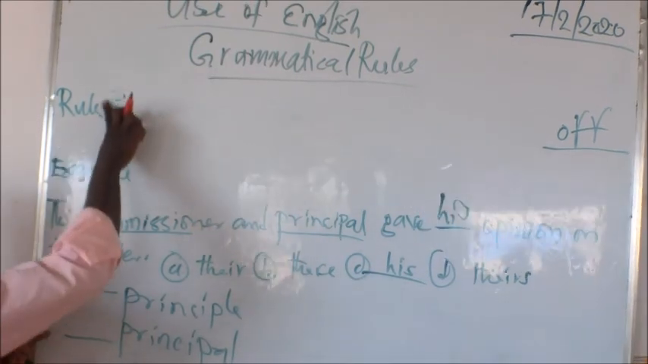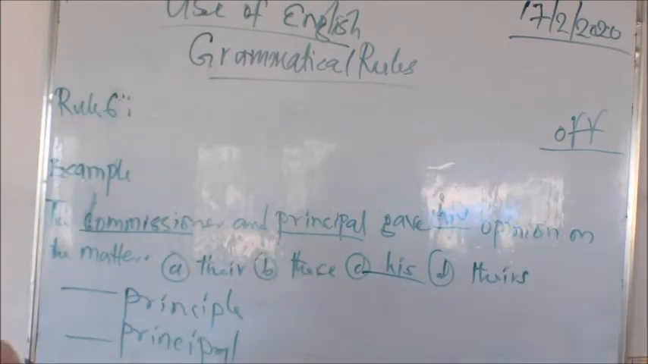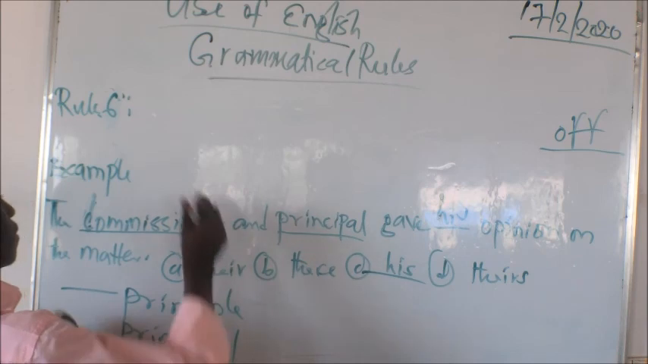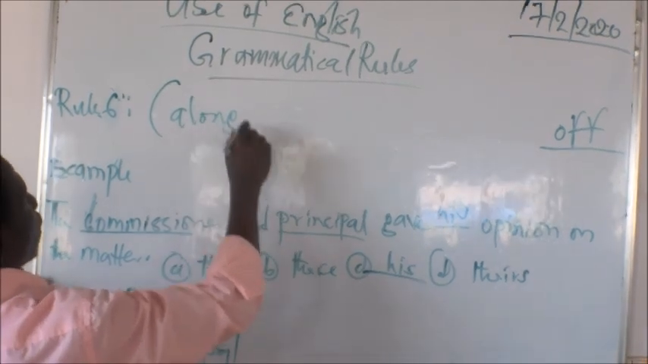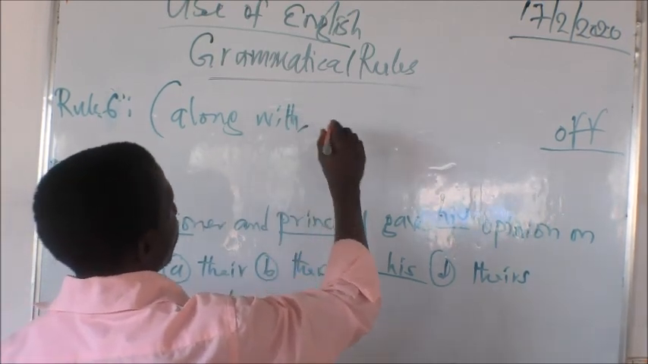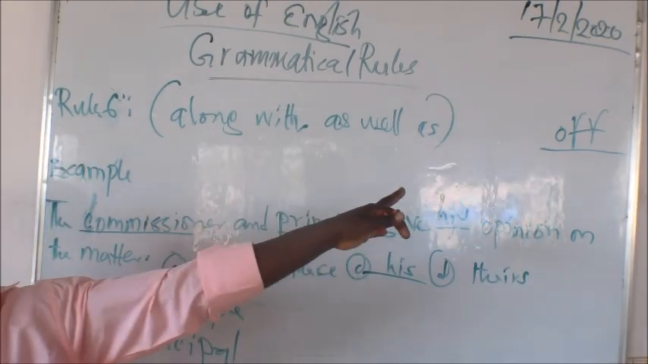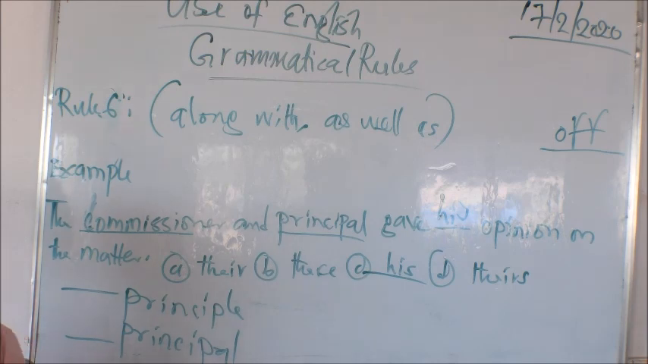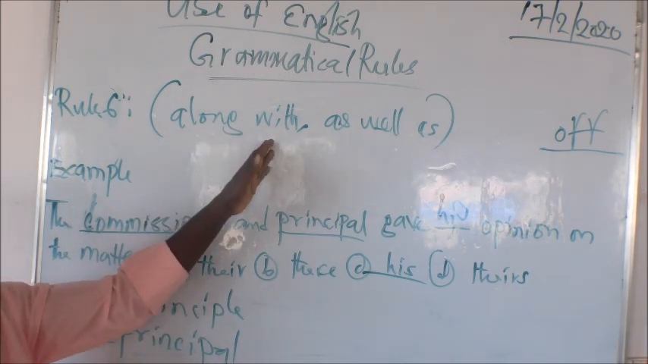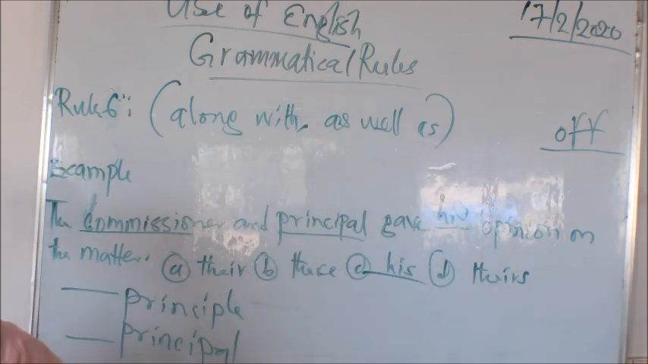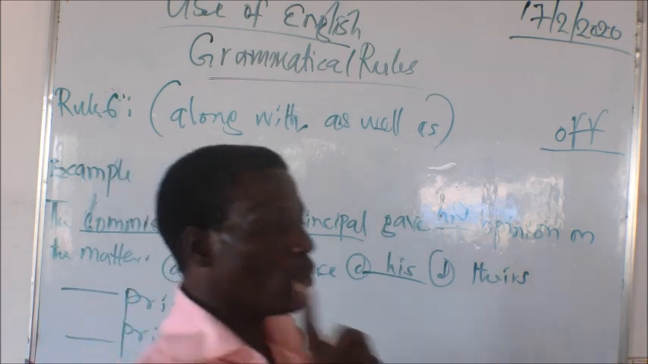So now rule number 6. When the subject of a sentence is separated from the verb by this clause or phrase, by any of these, along with or as well as, the verb must be singular.